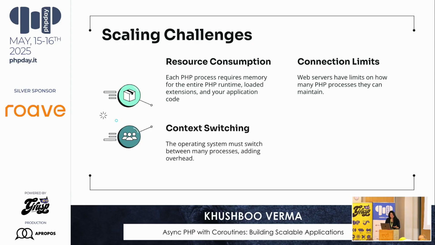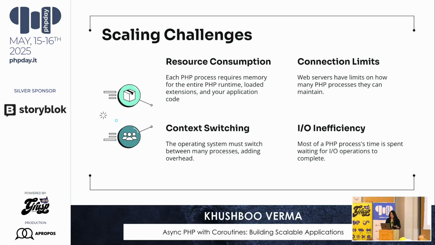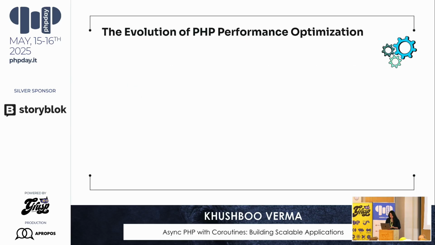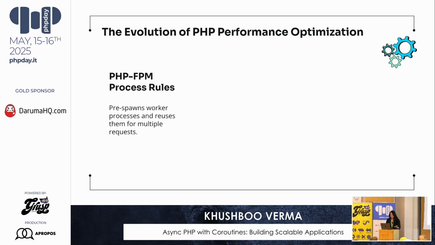There is context switching happening between different processes, and I/O inefficiency because we are just waiting for I/O operations. So the PHP community didn't just sit idle waiting for coroutines. The limits of the synchronous model were pushed in multiple ways. As discussed, PHP-FPM process pools were one way.